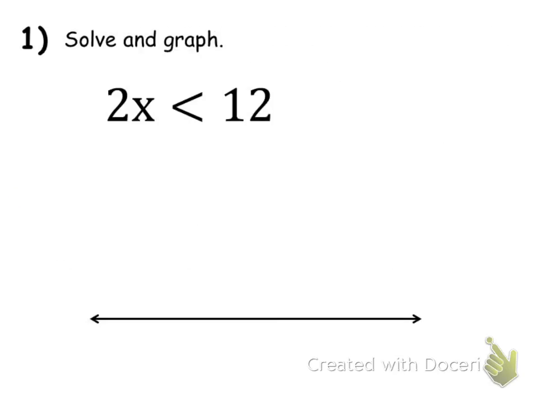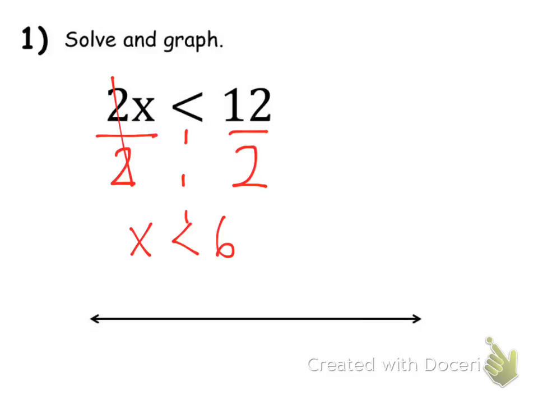Alright, just like yesterday, we want our line of equality down from our less than symbol. My whole goal is to get the x by itself. So what should I do to get x by itself? Divide by 2 on both sides. Yes, we want to undo multiplying by 2, so I'm going to divide by 2. That leaves me with 1x, or just x, is less than 6.